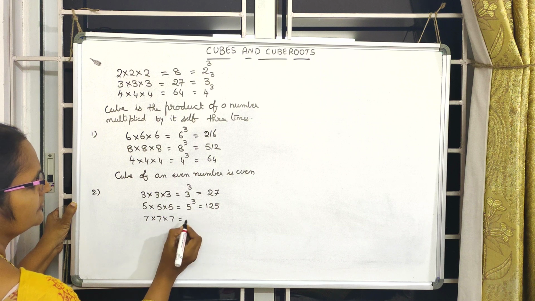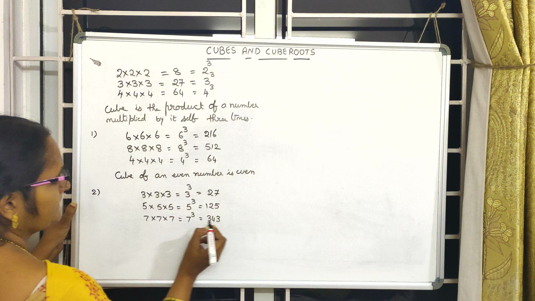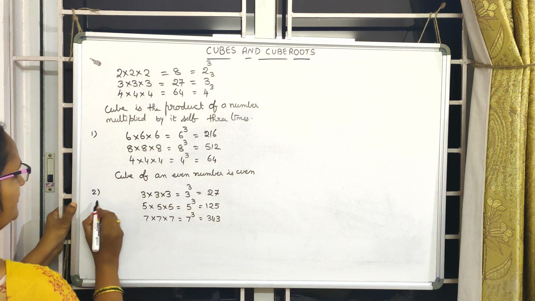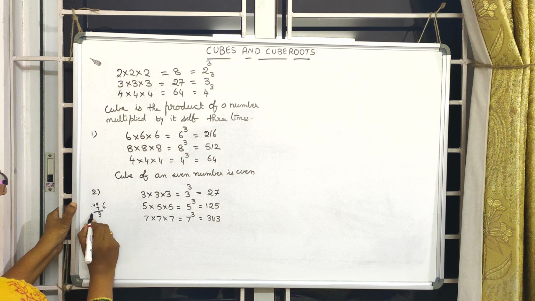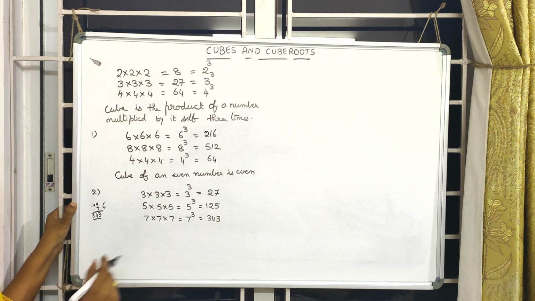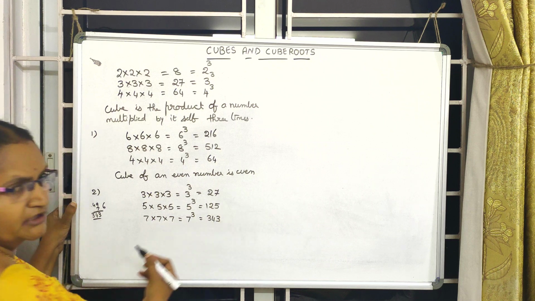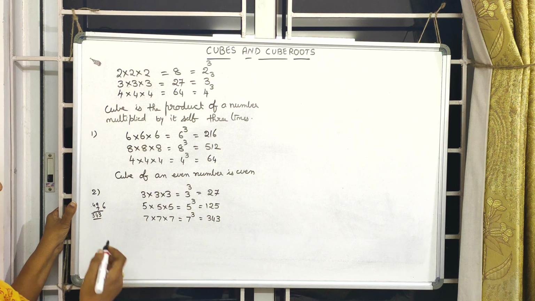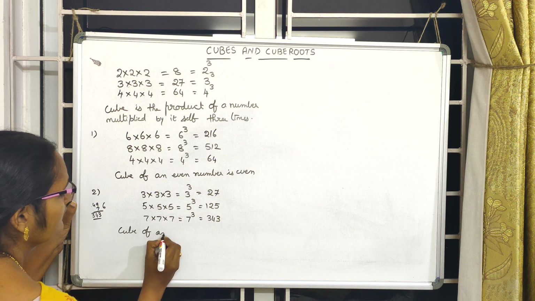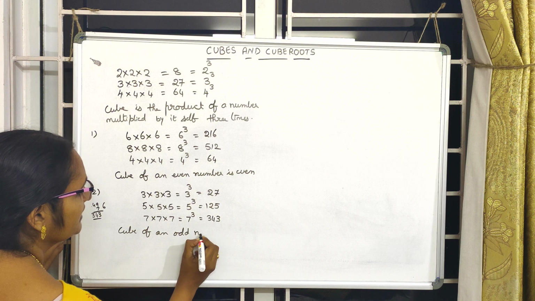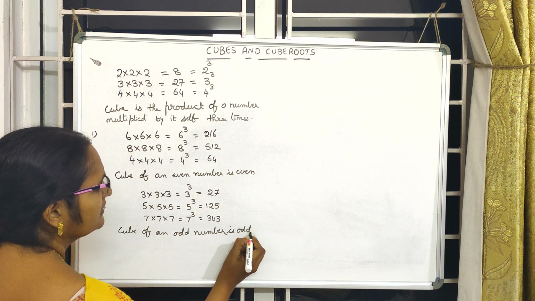Take 7. 7 times 7 times 7 is 7 cube. How much is this? 343. 49 times 7: 7 9s are 63, 6 and 4 is 28 plus 6, 34, 343. So all these numbers, 27, 125, 343, are odd numbers. Therefore, what do we generalize? Cube of an odd number is odd.